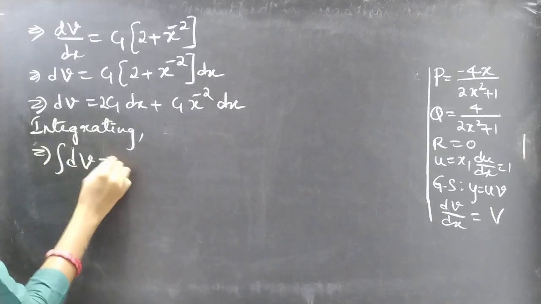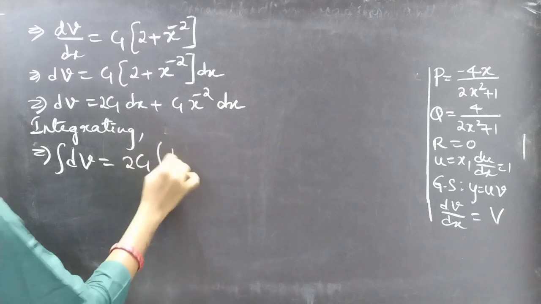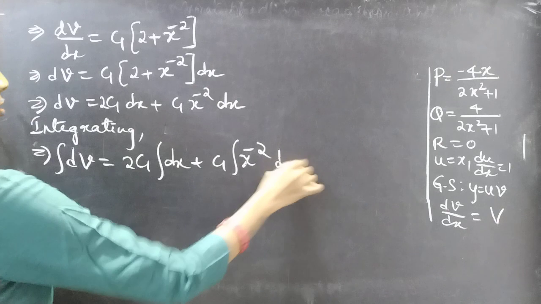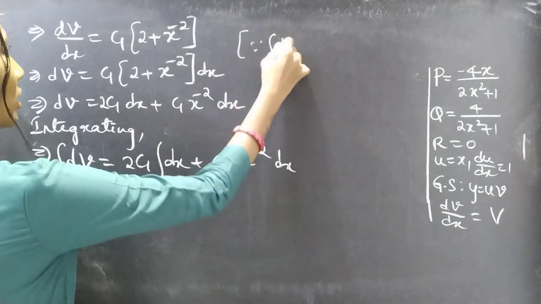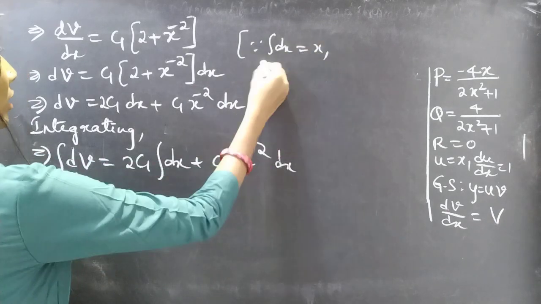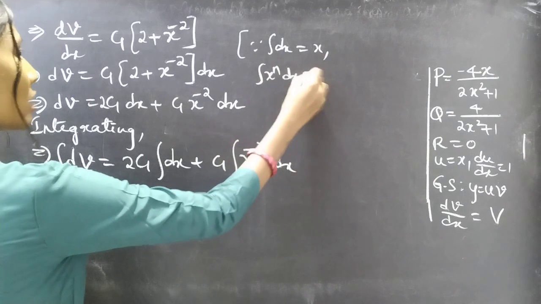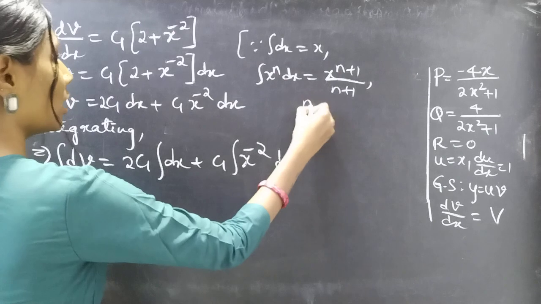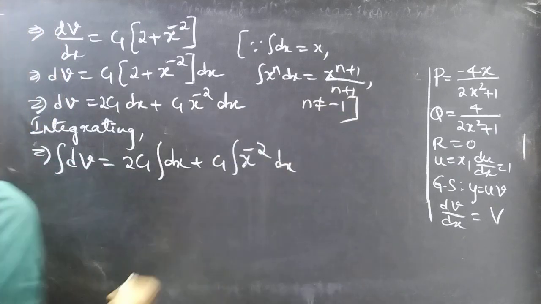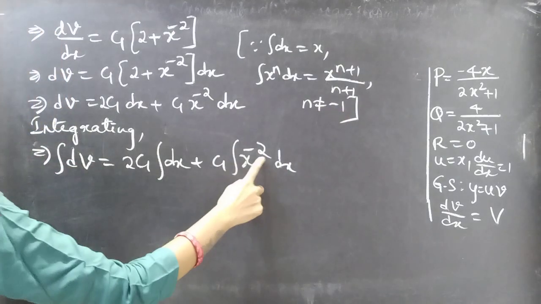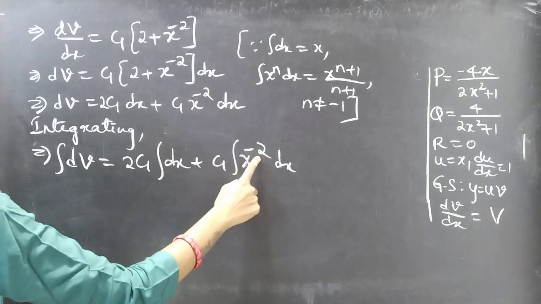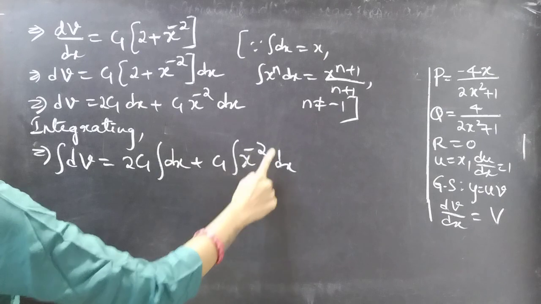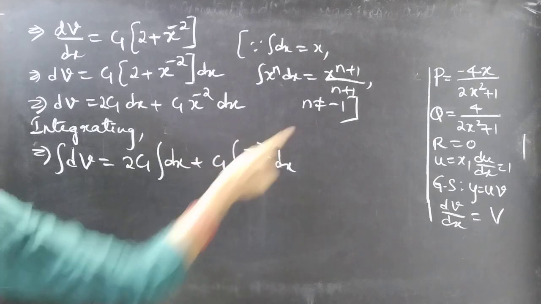Integral dv equals 2 c1 integral dx plus c1 integral x power minus 2 dx. Since we know that integral dx equals x and integral x power n dx equals x power n plus 1 by n plus 1 for n not equal to minus 1. Right? So here we are having x power minus 2. For n equal to minus 2, we can apply this formula because here n equals minus 2, which is not equal to minus 1, right?